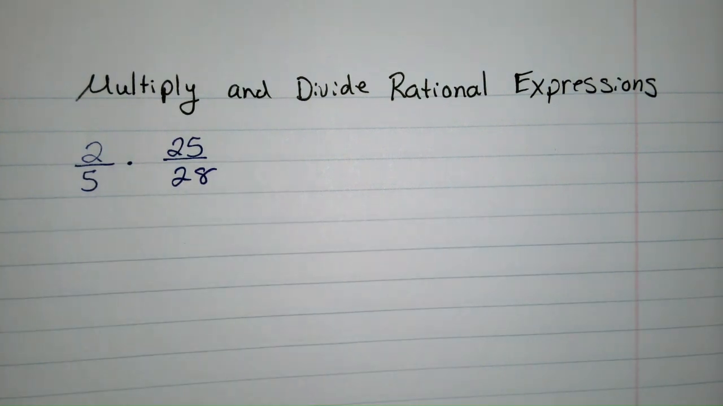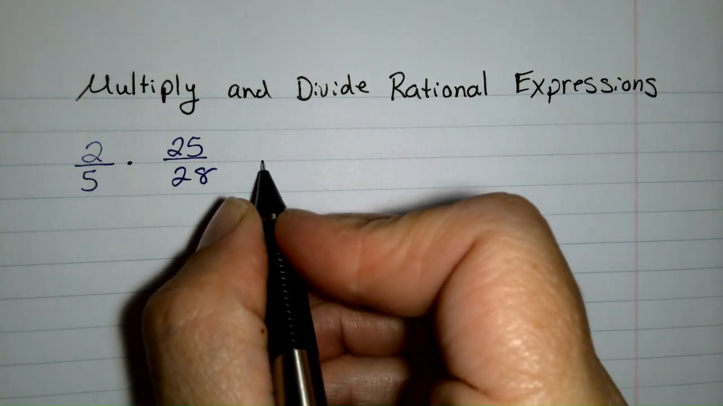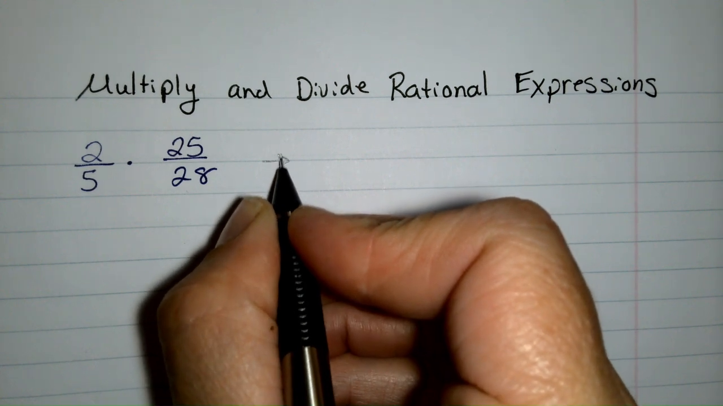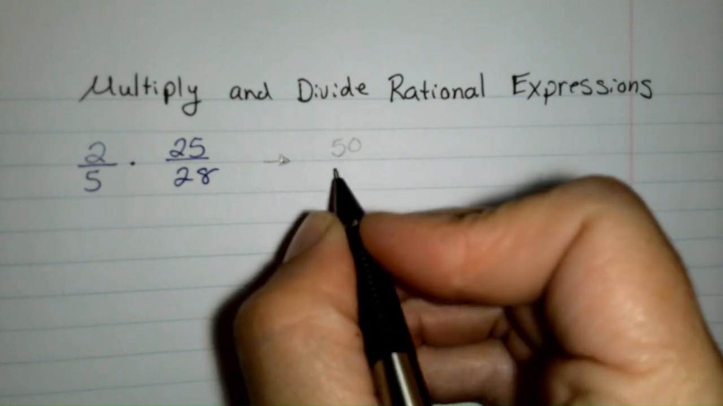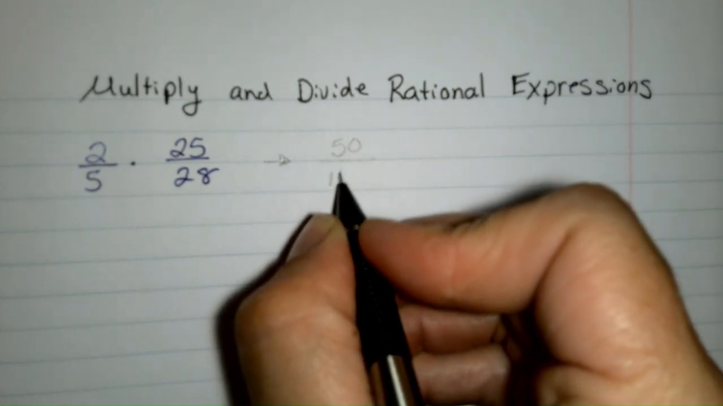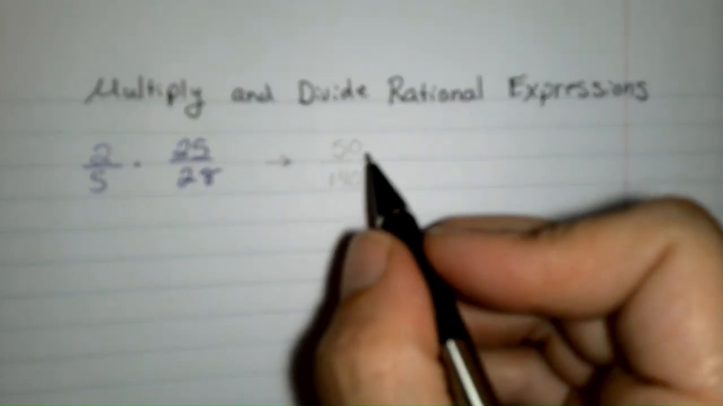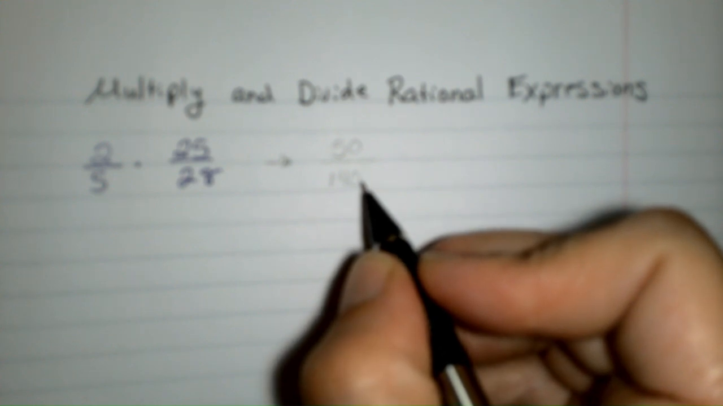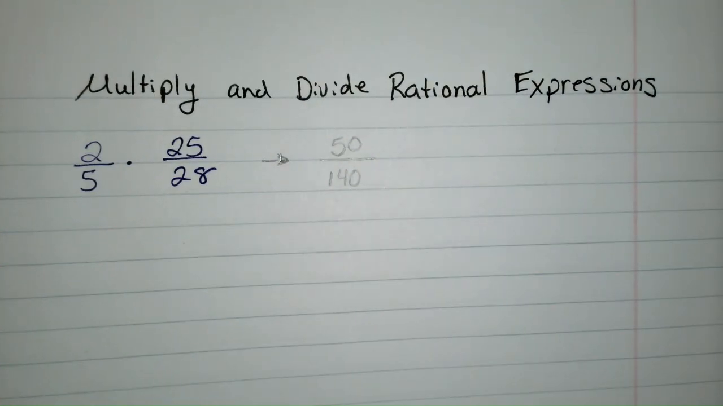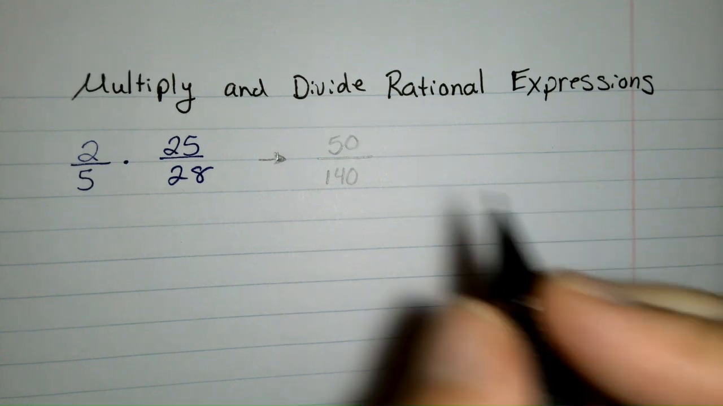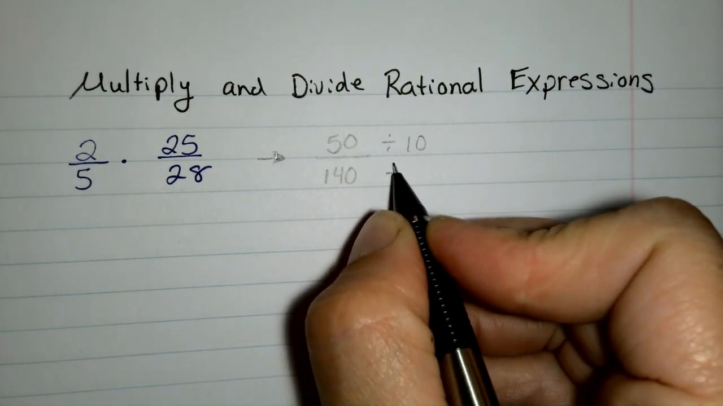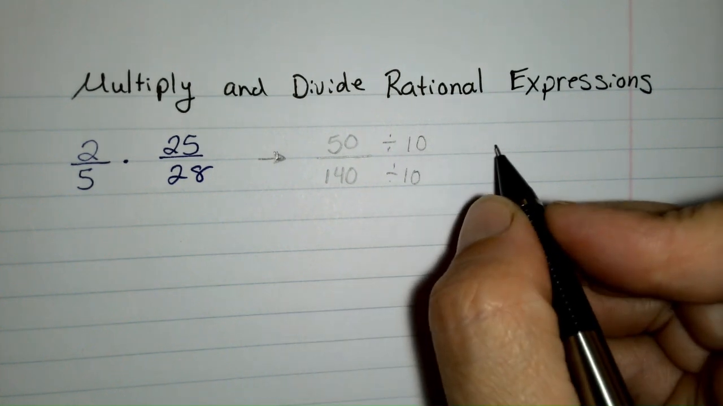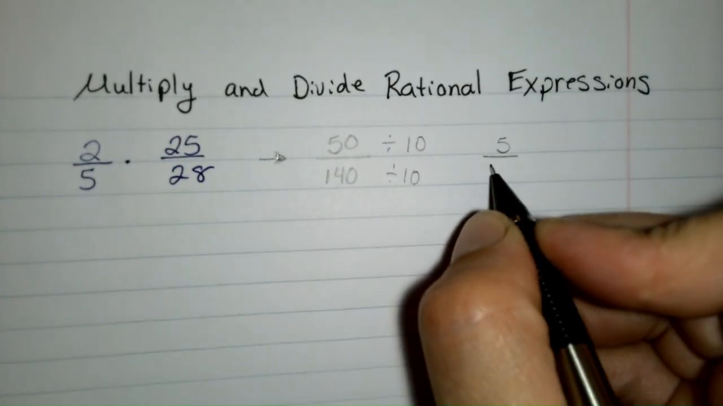One way to do this is 2 times 25, because when you multiply fractions, you multiply the numerator and multiply the denominator. You get 50. And 5 times 28 is 140. So with 50 over 140, that is not a reduced fraction. We can divide numerator and denominator by 10, because whatever you do at the top, you do the bottom, right? And that would give us 5/14.